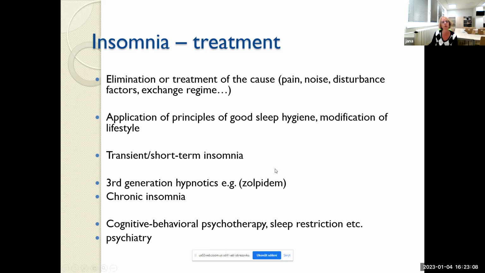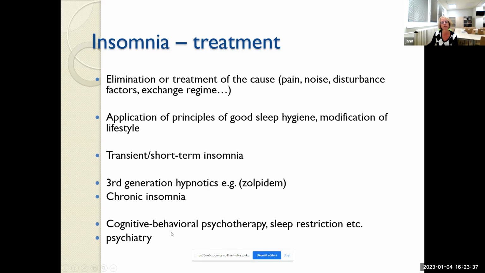But if it goes to the chronic state, then we should use therapy, maybe also medication. If it's only short term, you can help with the third generation of hypnotics like zolpidem. If it's chronic insomnia, we sometimes, as neurologists, administer antidepressants, but we also ask our colleagues from psychiatric clinics to help.